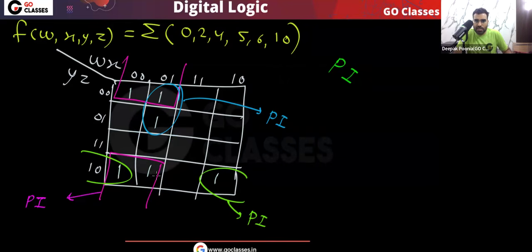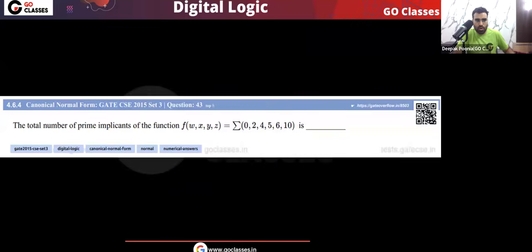Okay. Here, if I do like this, for example, what about this? No, this is not a PI because this is not as large as possible. Actually, I can make it bigger like this. Okay. This pink is the PI. So that's it. So total, how many PI are there? Number of PIs will be total 3. The question is asking for the total number of PI, and we got the answer, that will be 3. There are total 3 PI.